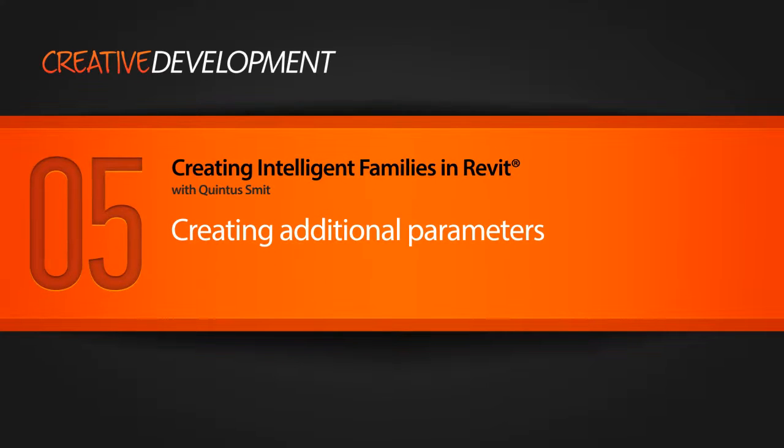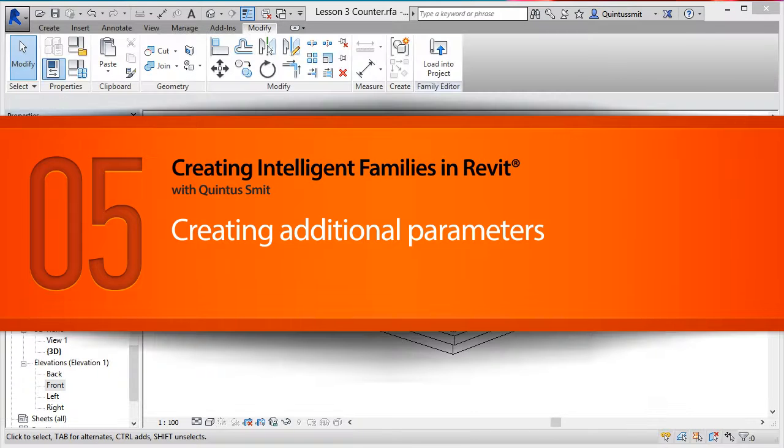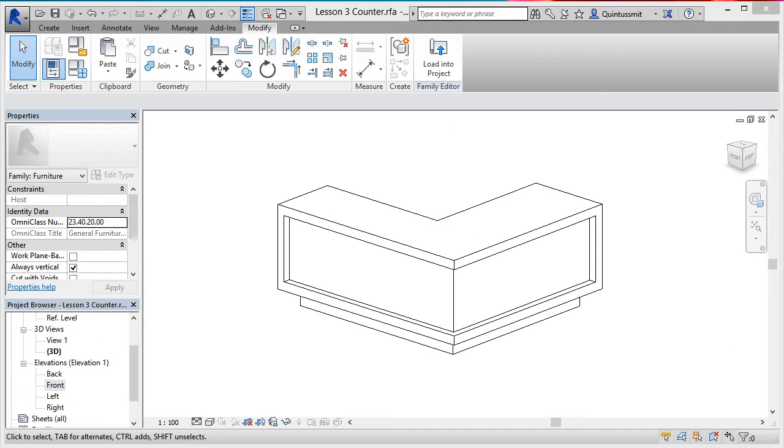In this lesson, we're going to add parameters to the reception counter family that we created in the previous lesson to allow us to dynamically adjust the settings for this counter. Now, as I explained before in the previous lesson, try to never add parameters to solid objects, solids or voids.